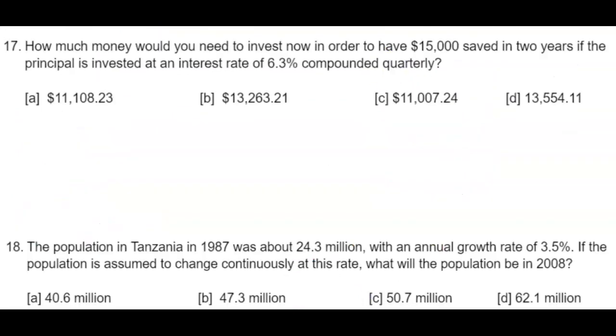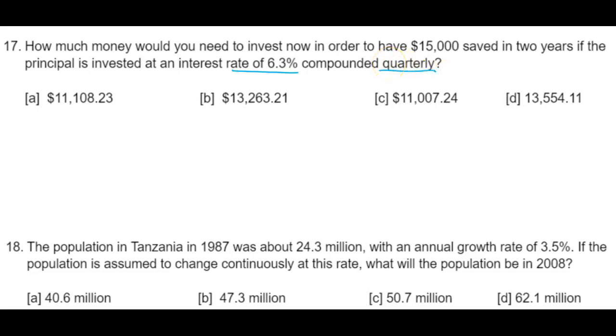Now the last 3 questions deal with an application of growth and decay. So it's either interest, compounded, or compounded continuously, or it might be standard growth or decay. And number 17, we want to know how much money would you need to invest in order to have $15,000 saved in 2 years. So we already know the final value. What we don't know is the initial. We want it to have an interest rate of 6.3%, and it is compounded quarterly.